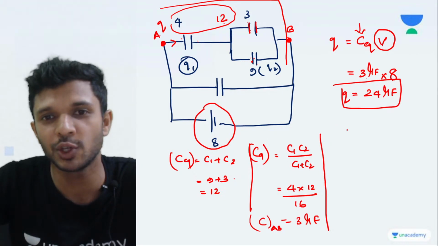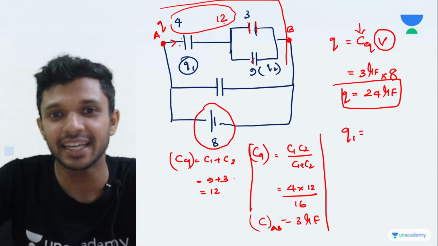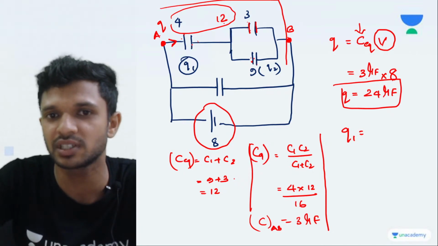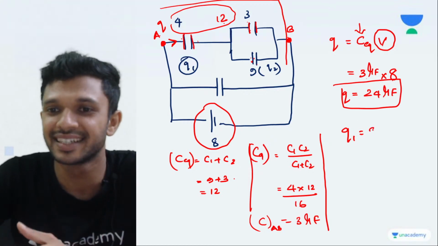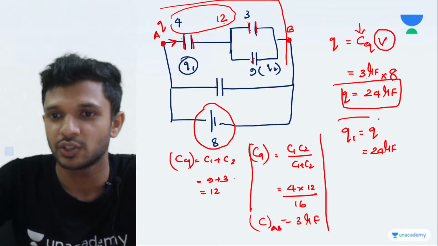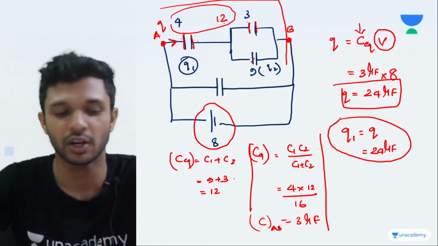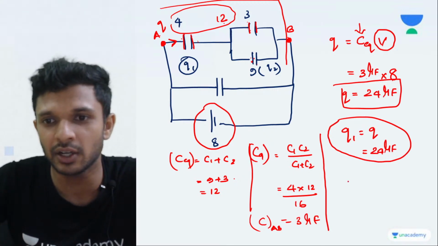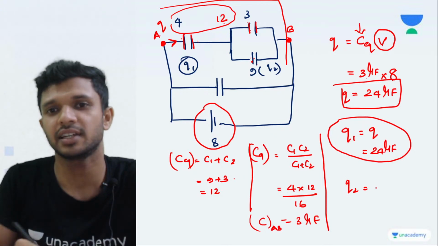How will I find out Q1? Alright, Q1 and Q are equal. Whatever the charge flowing through the circuit, the same is the charge passing through the first capacitance. Can you see this Q1? So Q is equal to Q1, right? So Q1 is equal to Q, that is 24 microcoulomb. So Q1 ka value, so we got it. First part is done. Next is finding out the value for Q2. ये कैसे करेगा?